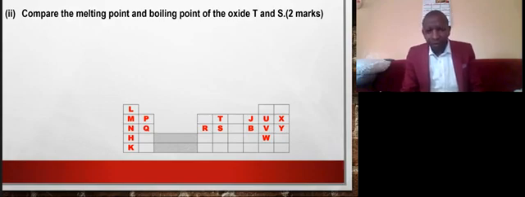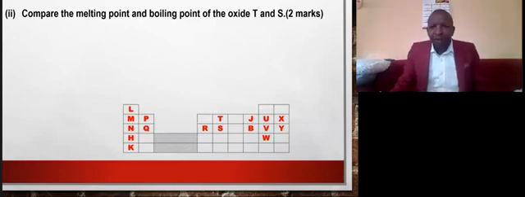T is carbon and S is silicon. So T will have which kind of oxide? The oxide of T is what? Carbon 2 oxide. Gas. Silicon oxide. Okay, gases. Good. So now, what kind of bond exists in carbon dioxide?